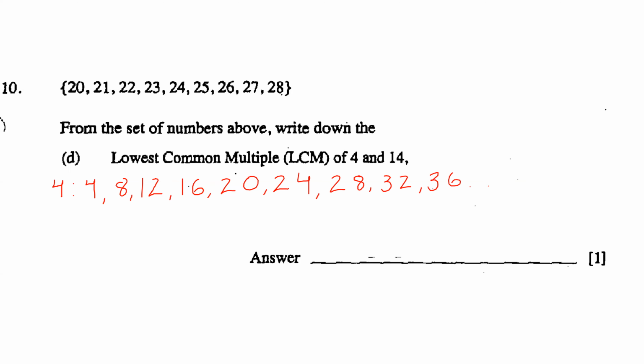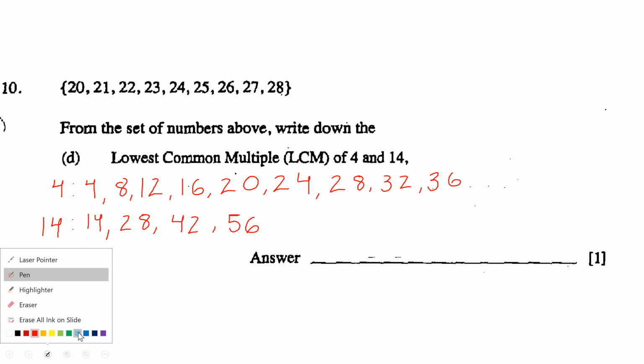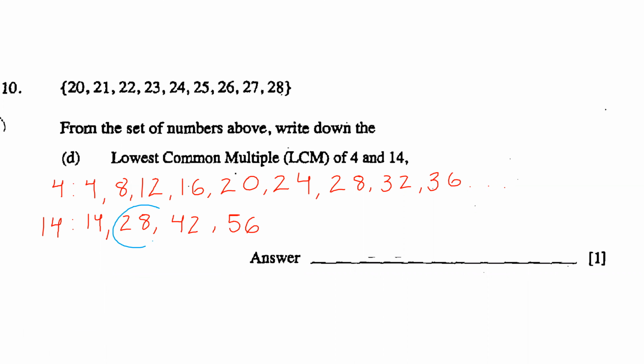And so let's continue. We have the multiples of 14. What are the multiples of 14? Well, we have 14 times 1, which is 14, 14 times 2, which is 28, 14 times 3, which is 42, 14 times 4, which is 56. All right, so we have to figure out what is the lowest common multiple of these. It's definitely going to be 28. So 28 is common in both of these, and it's the lowest common multiple. And so if we look at our numbers, the lowest common multiple of 4 and 14 is 28. So the answer is 28.